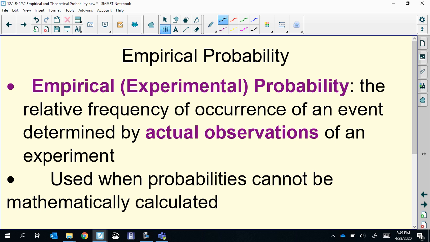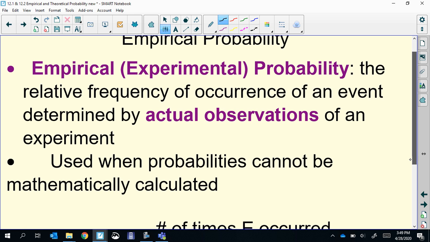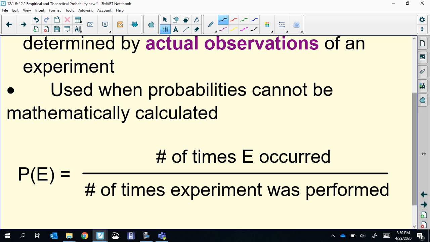Empirical is another word for experimental. So that's what you would actually see in doing an experiment. You use that when you cannot mathematically calculate it. You just look at how many times the event happened, divided by the number of times that the experiment was performed.